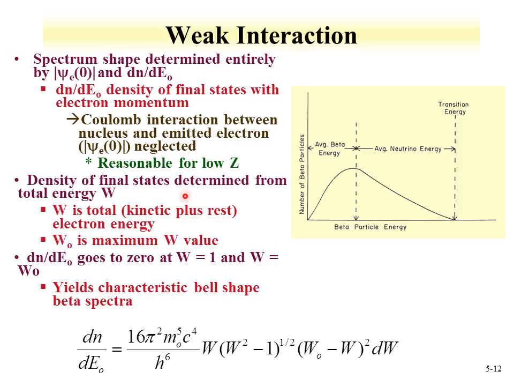There's also another equation, which is listed here, for a density of states as a function of energy, where we talk about the total energy of the system, that's the kinetic energy plus the rest energy. So we use a rest energy of 1, and then the kinetic energy goes to some maximum value. We can solve this equation, and we can also get the characteristic bell-shaped beta spectra.